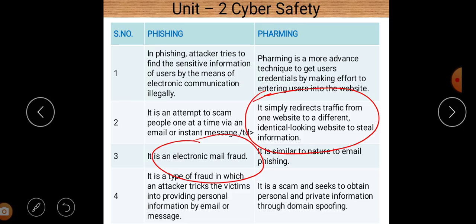So phishing is a general term in which attackers try to find the sensitive information of users by means of electronic communication illegally. Okay, and pharming is a more advanced technique to get users' credentials by making an effort to enter into the website. So pharming is much more difficult to implement as compared to phishing.